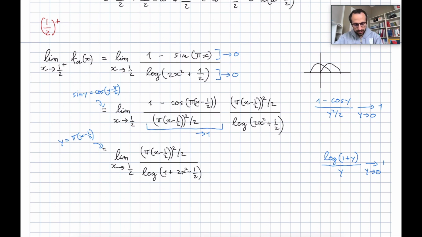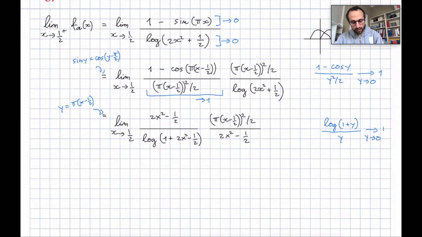Good. And now let me move this factor here on the right. So far I have just the same expression. I want to add here and here exactly the same expression in order to use this known limit. You see that the y here is nothing but this little expression, 2x squared minus 1 half, so I copy it here too. And now the first factor of this expression converges to 1, thanks to this, with the substitution y equals this expression.